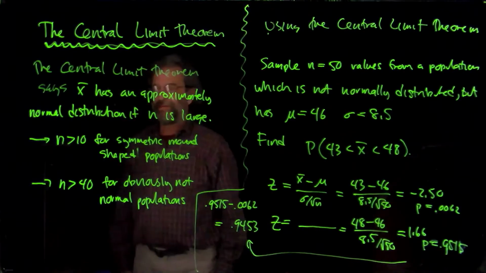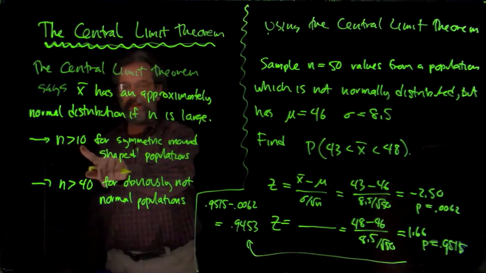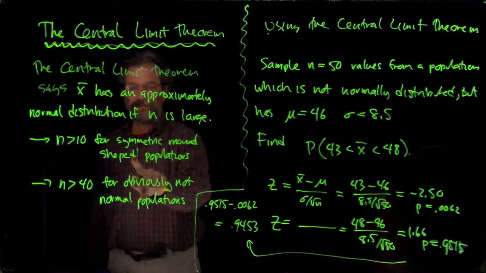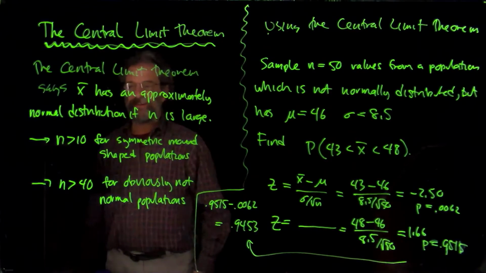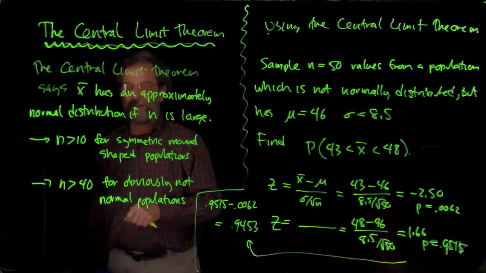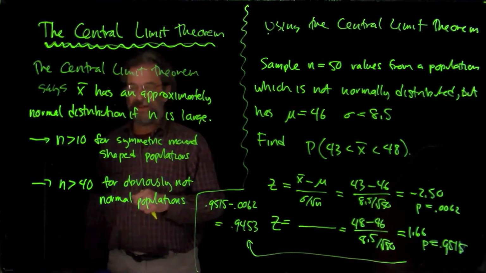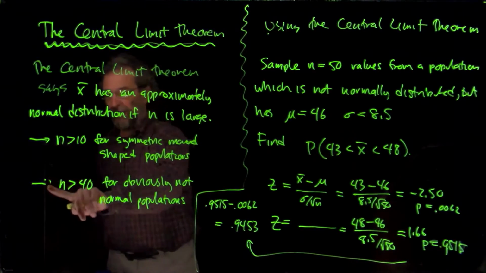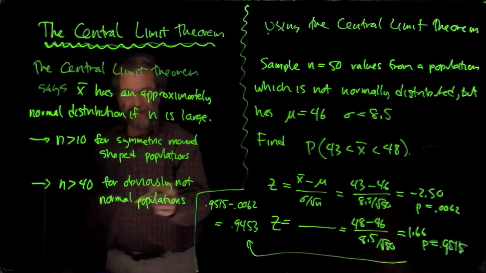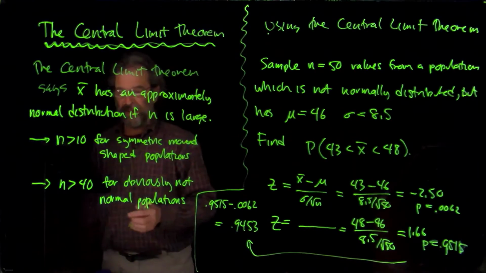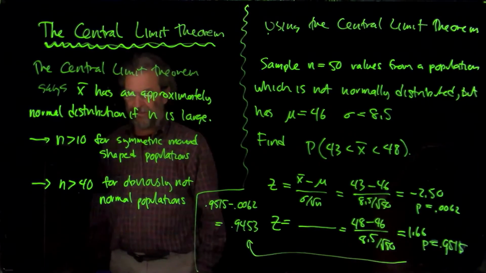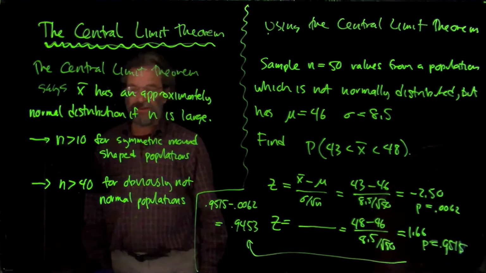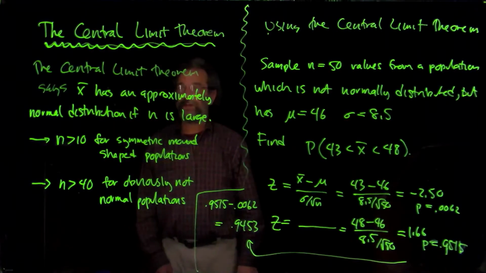Here the rules of thumb are n should be bigger than 10 for a symmetric mound-shaped population. So if you have data that appears to be symmetric and mound-shaped, but maybe not exactly normally distributed, if the sample size is bigger than 10, we can assume x bar is normal enough for us. And if you have data that's obviously not normal, as long as you have a sample size bigger than 40, then x bar is going to look quite normal indeed, and we can use z-tables and so on to do calculations about x bar.